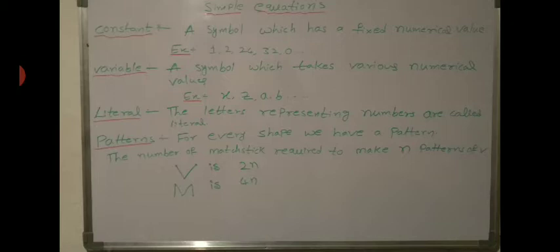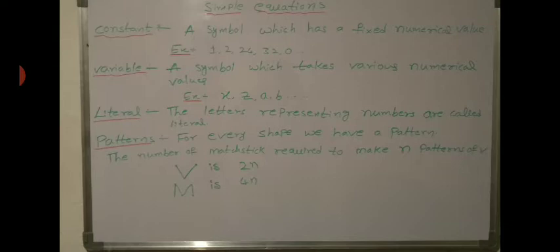Before going to the topic, I just want to discuss the previous things that we already learned, like constant, variable, literal. Constant is nothing but a symbol which has a fixed numerical value, like numbers 1, 2, 3, 4, 5, and so on. Constant is nothing but something which has a fixed numerical value.